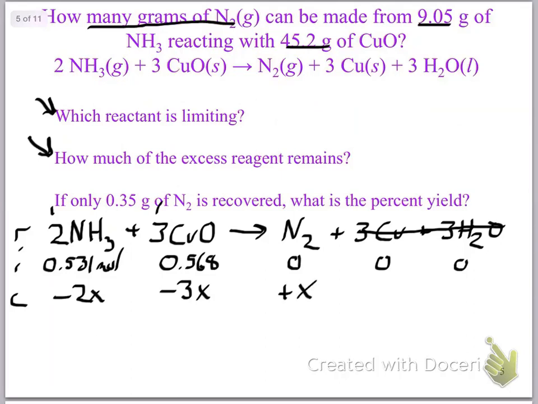to produce 1 nitrogen. Now, looking at this, we see we're going to use up 3 times the quantity of this copper(II) oxide because of that coefficient. So if x is anything, we're going to be consuming the copper(II) oxide at a much greater rate than we will of the ammonia. And noting that the ammonia and copper(II) oxide starting quantities are about equivalent, that suggests to me that the copper(II) oxide is going to be our limiting reactant.